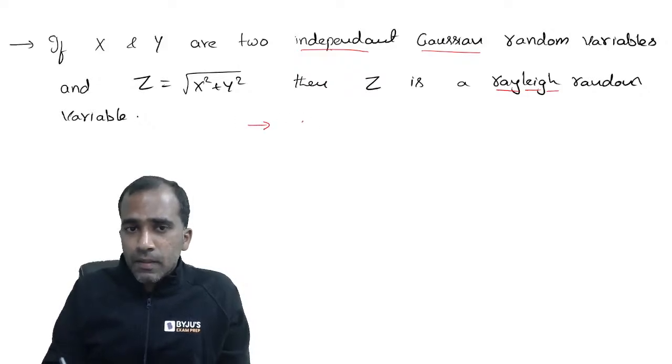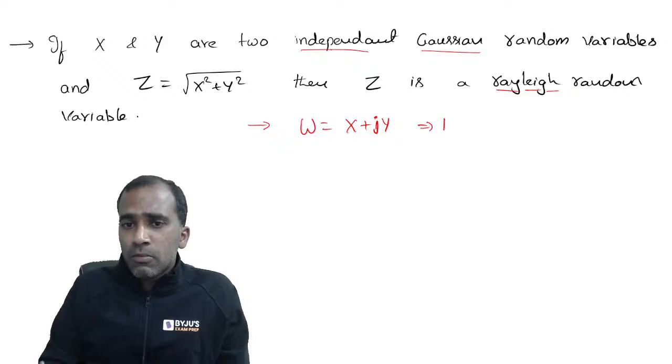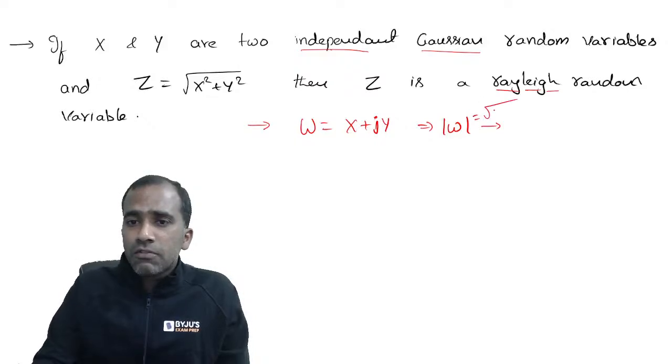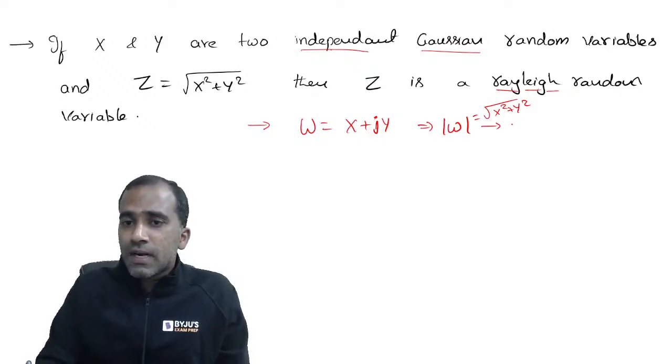For example, w equal to x plus jy. J means I'm talking about a complex number here, a complex random variable. I formed a complex random variable w here. So what about the PDF of mod w? Mod w is nothing but root of x square plus y square, no? Since x and y are independent and Gaussian, mod w will have this relation. Whenever you see this relation, you should understand that it has a Rayleigh PDF.